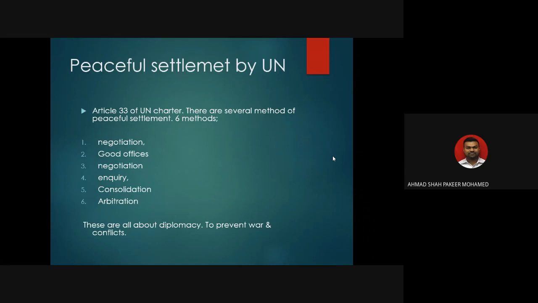For example, the Spratly Islands issue, and the territorial dispute between Malaysia and Singapore over Pedra Branca, the White Rock. Okay, so this is what we call arbitration.